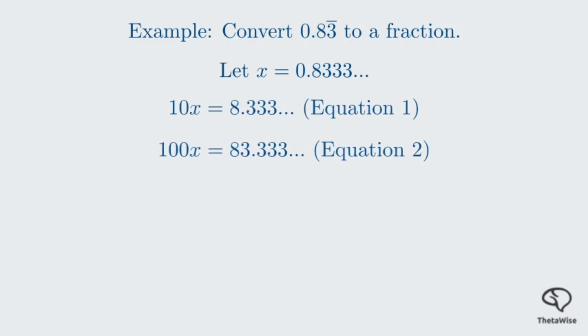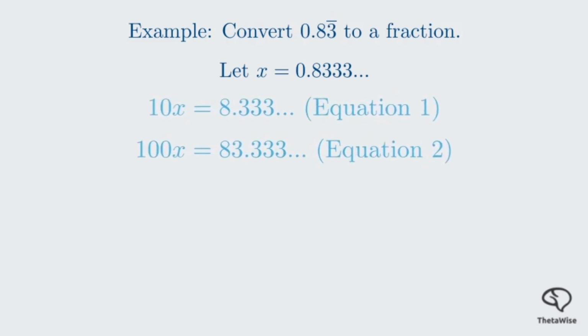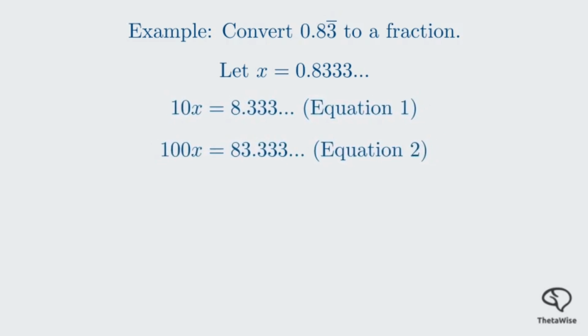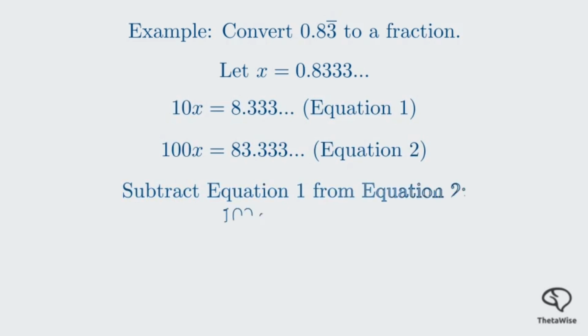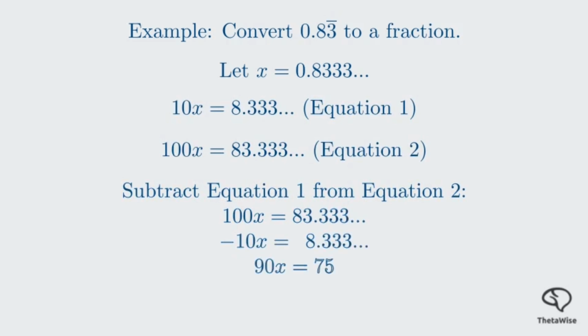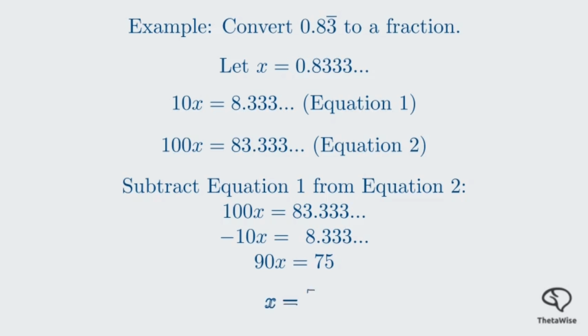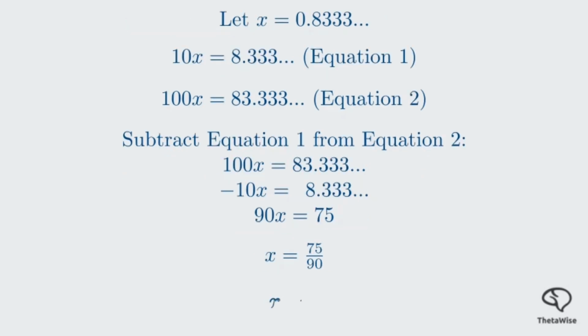Now we have two equations, equation 1 and equation 2, both with the exact same repeating part, 0.333. Just like before, we subtract the first equation from the second. The repeating parts cancel out perfectly. We get 100x minus 10x, which is 90x, and 83 minus 8 is 75. Our equation is 90x equals 75. Now, to solve for x, we divide both sides by 90. x equals 75 over 90. Last, we simplify. 75 over 90 becomes 5 over 6 after dividing by 15.